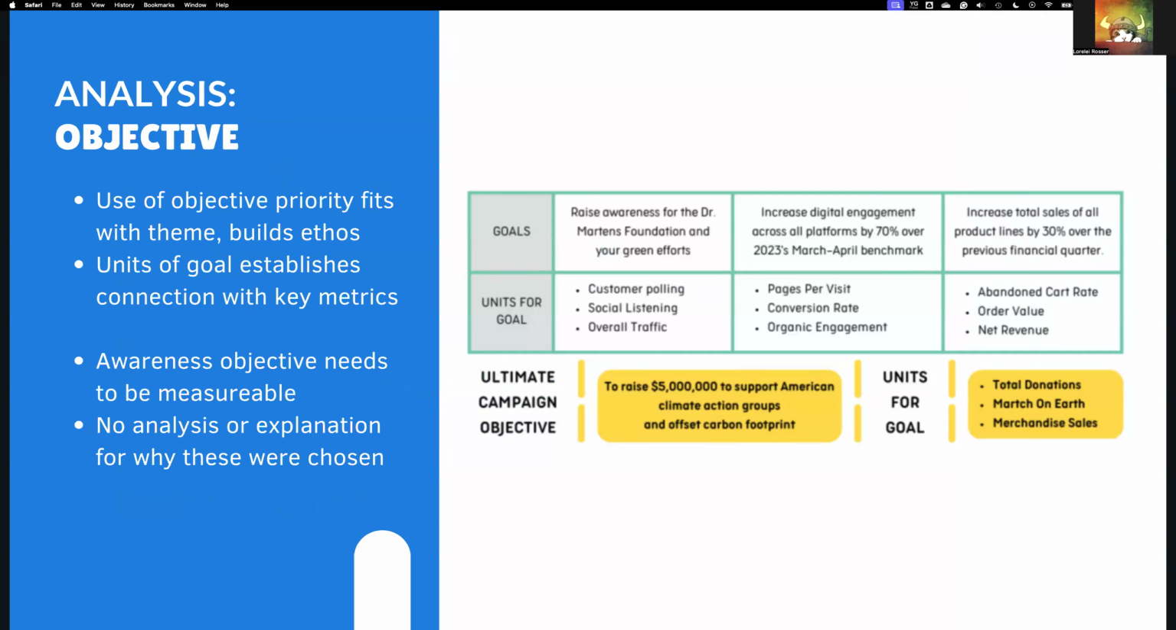So first of all, starting again with those positives, the objective chart here utilizes objective priority. What that basically means is there's a larger objective that minor objectives feed into. This is strong when you want to build up on a theme or if you want to focus on showing how the objectives are related. Another good thing is that these objectives each establish connection with their key metrics. Part of the rubric for objectives does say that they need to be referenced throughout the campaign, and we'll go over how having these units for these goals touches into those key metrics in a little bit.